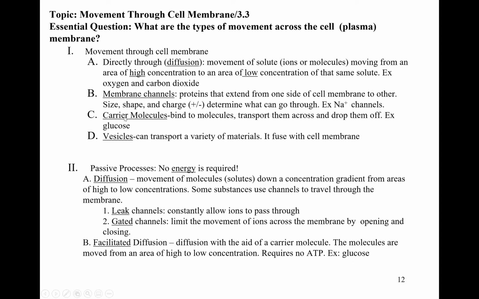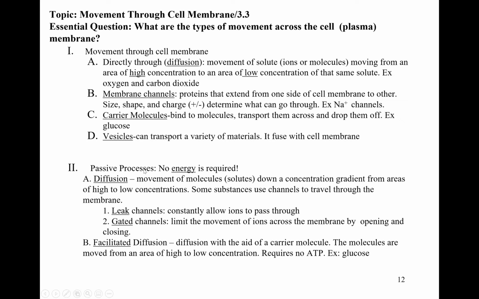There are also carrier molecules that can bind to the solutes, transport them across the membrane, then drop them off. Glucose gets into your cells this way by using a carrier molecule. That would be insulin. And finally, vesicles can transport a variety of materials, and those actually fuse with the cell membrane and just dump the contents either in or outside the cell. So these are general ways that things can move. We're going to look specifically at several of them in the rest of this video.